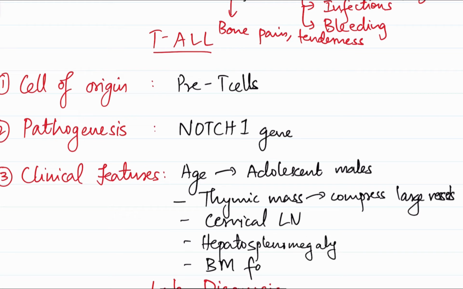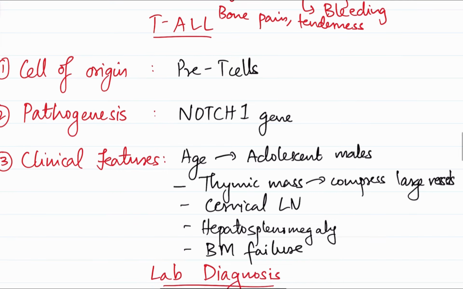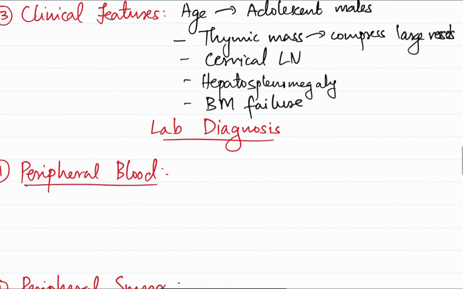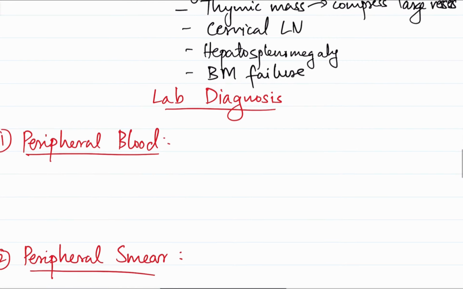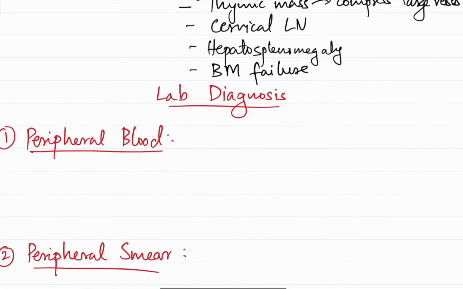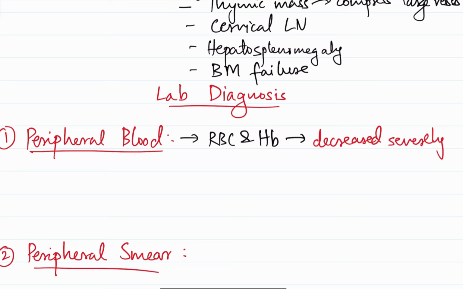And then signs, of course, of bone marrow failure, which will be present in both BALL and TALL. Now, how do we diagnose? So we begin, for all leukemias, as we can expect, with peripheral blood and peripheral smear examination. In the peripheral blood, the RBCs and hemoglobin, as I have said earlier, normal erythropoiesis does not occur. So the RBC count and hemoglobin are decreased severely, leading to anemia. Then the platelets, as we can expect, will also be decreased.